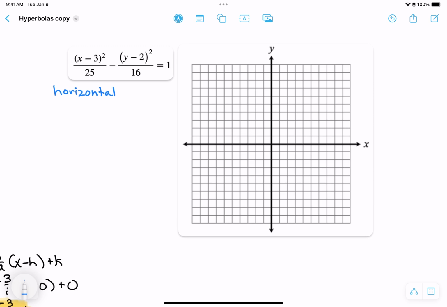So this is a horizontal hyperbola because the x comes first. And the first thing that we want to graph is the center. Where is the center in this one? It's at 3, 2. Very good. The h is 3 and the k is 2. So center at 3, 2. So over 3 and up 2, and there's our center. I'm sorry to say, I think the graph paper I gave you is going to be just slightly too short for this one. Ah, well.